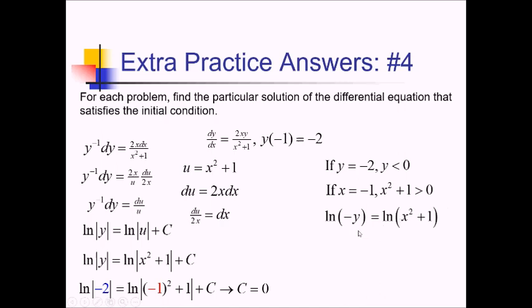So now I can raise e to both sides. That gives me negative y equals x squared plus 1. And just multiplying by negative 1 to get y truly isolated, we have y equals negative x squared minus 1.